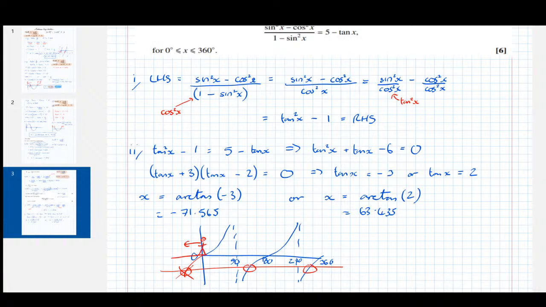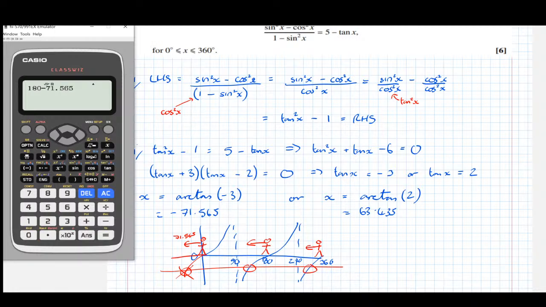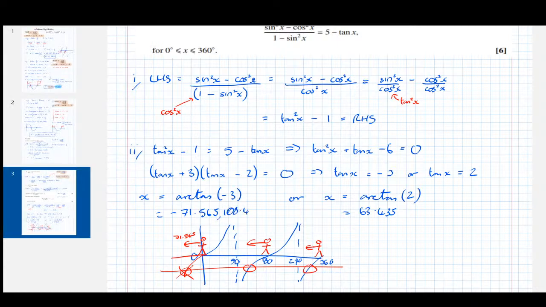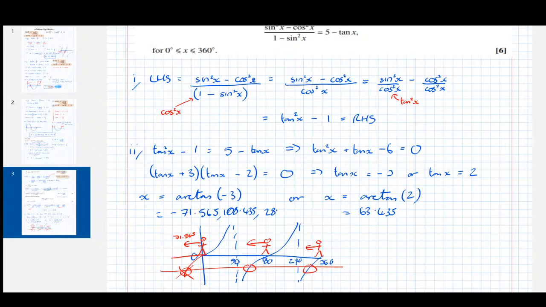So it's 71.565 to the left. Likewise for these ones here. So 180 minus 71.565 is 108.435. And 360 minus that gives us 288.435. We'll discard that one.